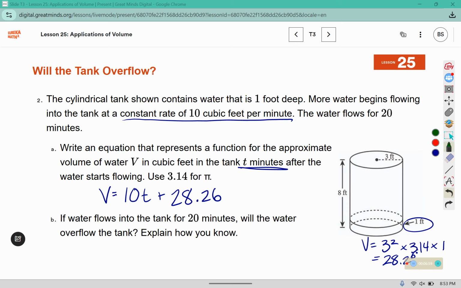Then it says, if water flows into the tank for 20 minutes, will the water overflow the tank? And explain how you know. So we're going to replace that t with 20, because it's 20 minutes, and t represents minutes.